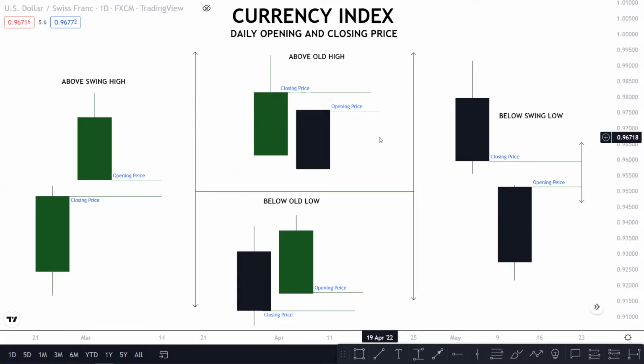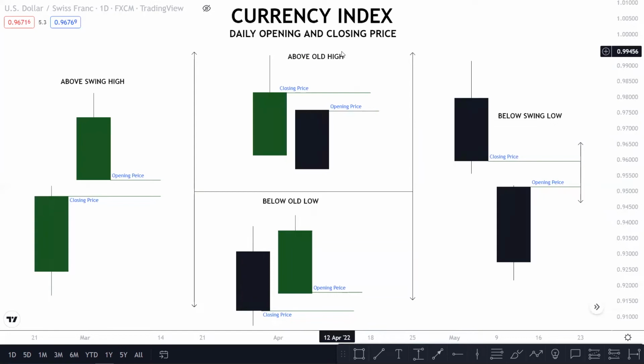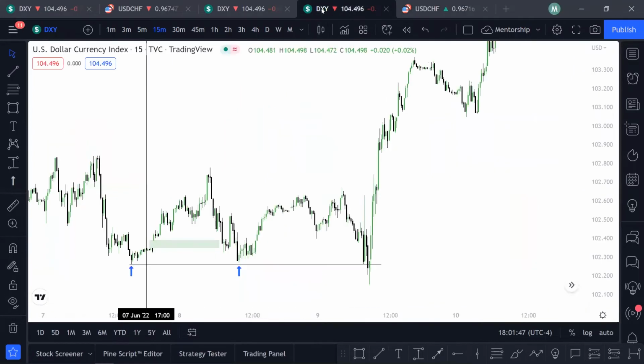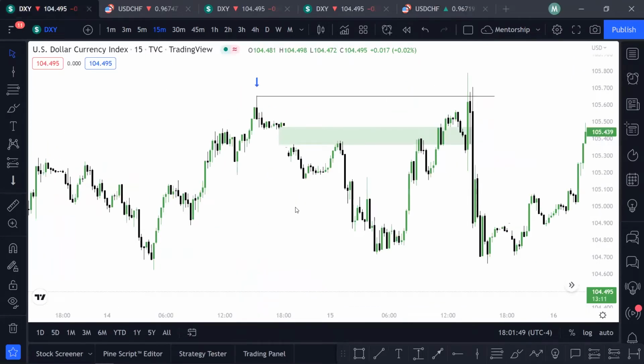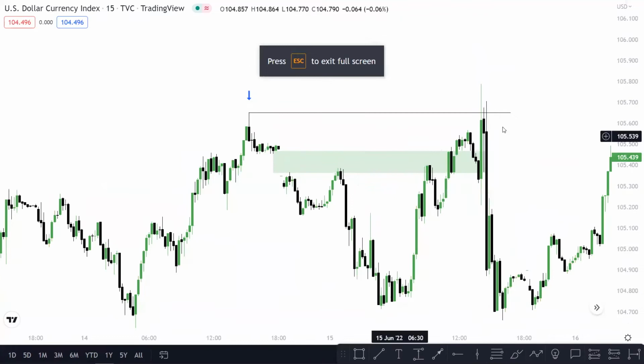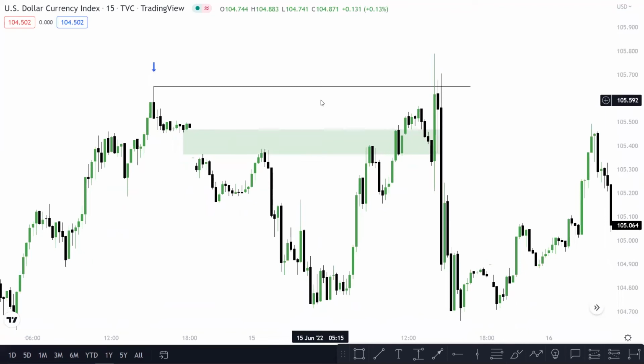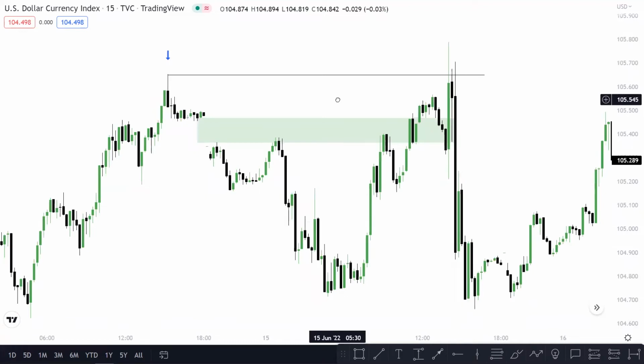Let's go to the charts. Let me show you at least one example. Which one do we start with? Let's use the dollar index. Let's start with this one here. I've already marked everything, so do not worry. I don't want to have a long video. Just like we talked about this, the candle closed here. The next candle opens here. So this is an imbalance left here.